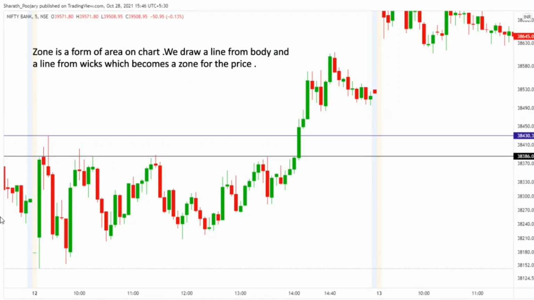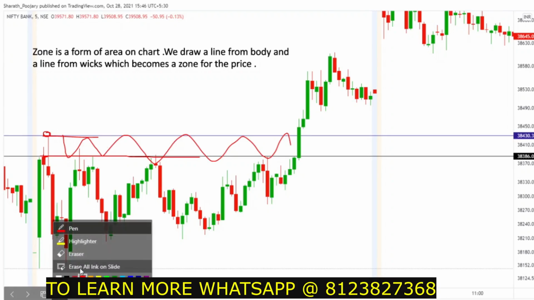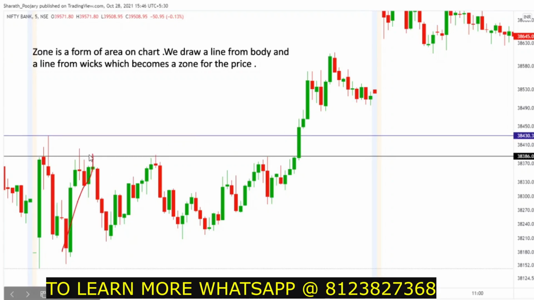Let us see the chart here. You can see here, I just connected the bodies and I just extended the level here, and I just extended the level from the wick. So I just marked this resistance level as a supply zone. This is how we differentiate between a level and a zone. You can see here, once I marked this zone, price made an upward movement, but it faced resistance from the lower level and made a downward movement. Again it faced resistance from the lower level and made a downward movement. Again it faced resistance from the lower level and made a downward movement.